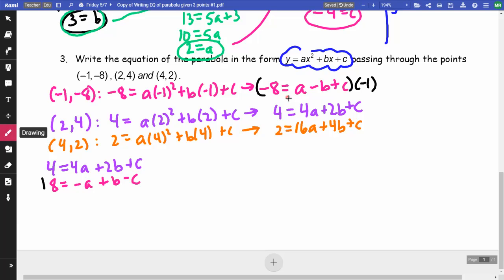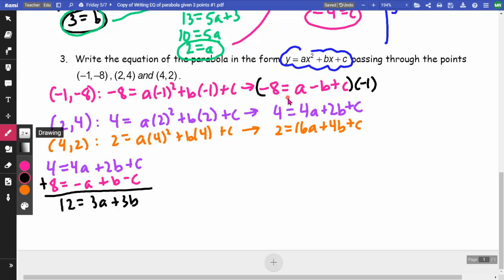And I'm going to add those together. And I get 12 is equal to 3a plus 3b. I can divide by 3 here, but let's hold off and see what we get from our other equations.